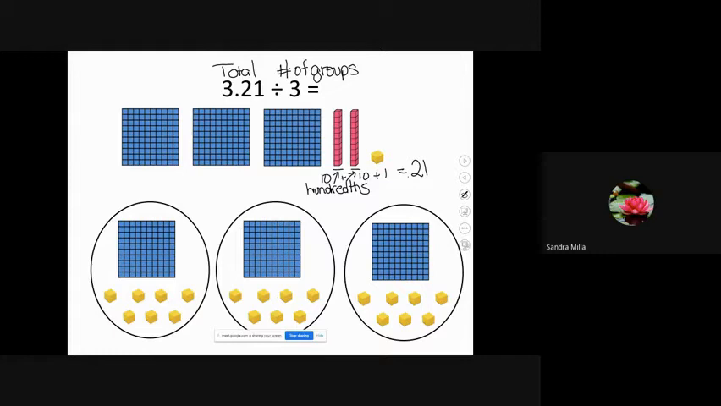So remember, your quotient is going to be the amount in one group. So we have 1 whole right here, which is represented by this 1, and our 7 hundredths.